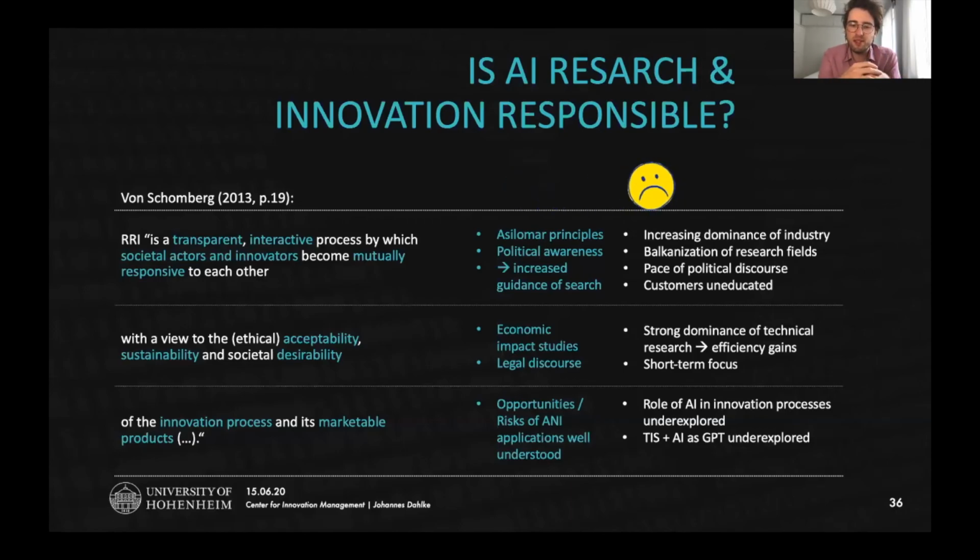Lastly, we have this distinction between the innovation process and marketable products. And here we can see that the opportunities and risks of artificial narrow intelligence, so narrow machine learning applications, are actually quite well understood. However, what we have to acknowledge is that the role of AI in innovation processes and innovation systems is quite heavily underexplored, and that consequences of artificial general intelligence are, for example, not much in the focus of research and policy discourses. Okay, so again, I leave you to judge whether the innovation system around AI is actually going in a responsible direction or moving away from it.